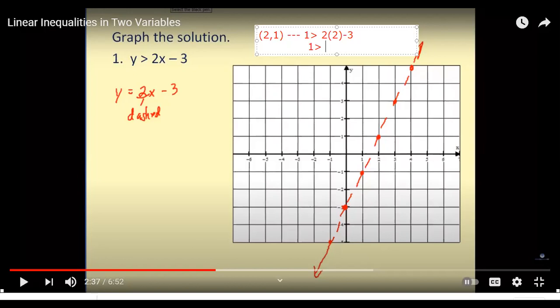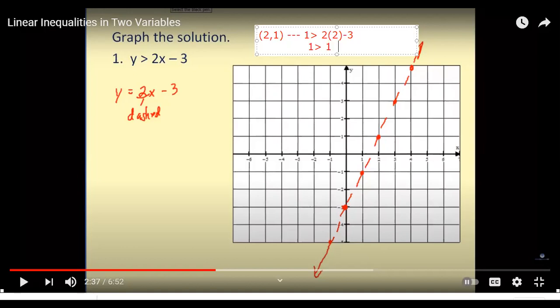Minus 3 equals 1. Equal 1. Thank you. Is this correct inequality, Abdurrahman? If I would say 1 more than 1? No. Is this correct? No, right? For this reason, we said that it will be a boundary line or dashed line.